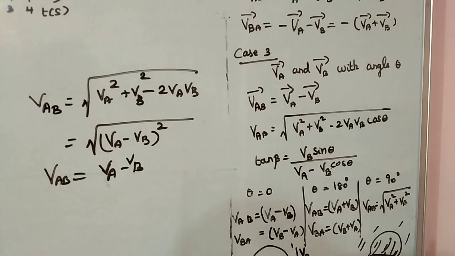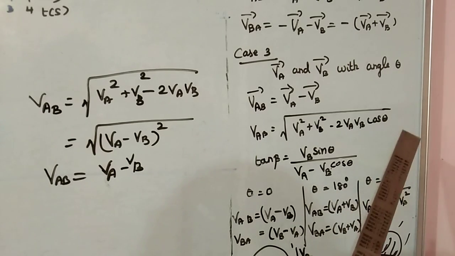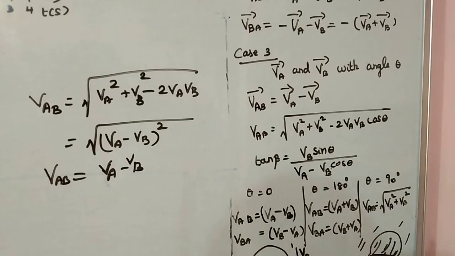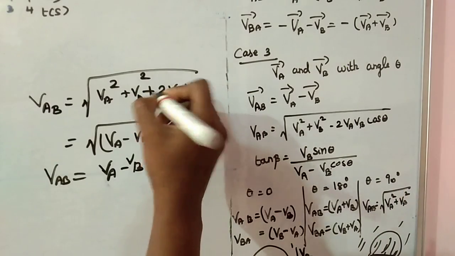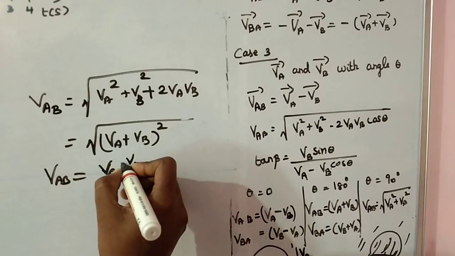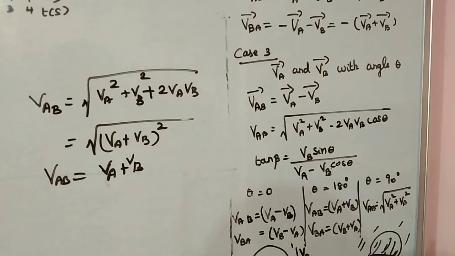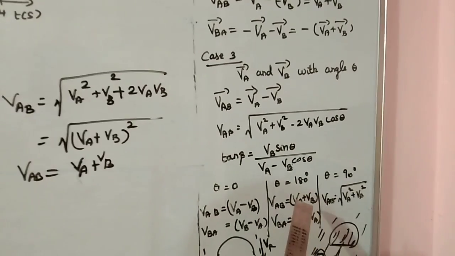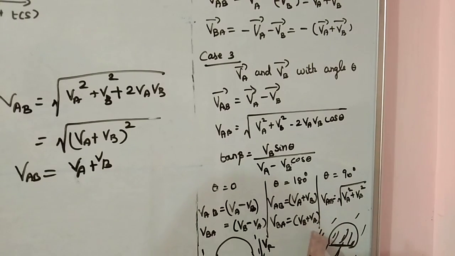If theta equals 180 degrees, cos 180 degrees is minus 1. With minus 1, minus minus becomes plus, so it is (VA plus VB) the whole squared. So VAB is VA plus VB, and VBA is VB plus VA.